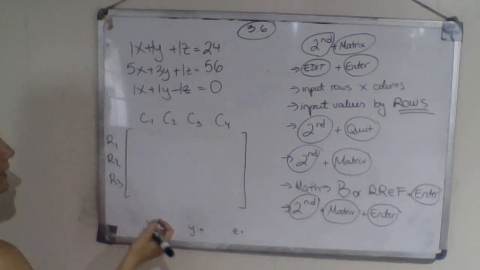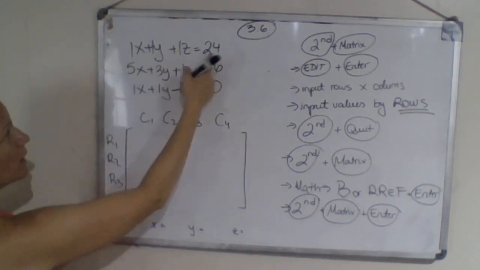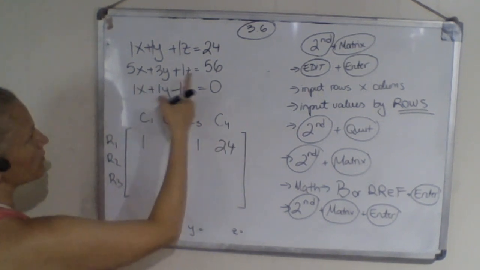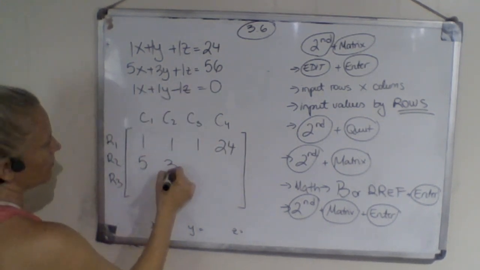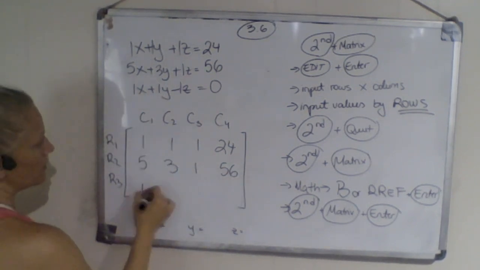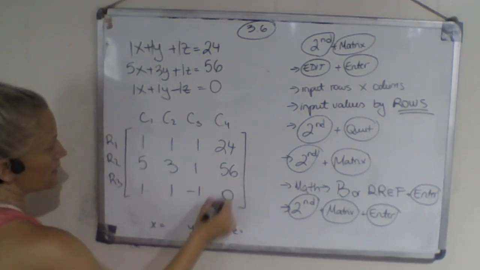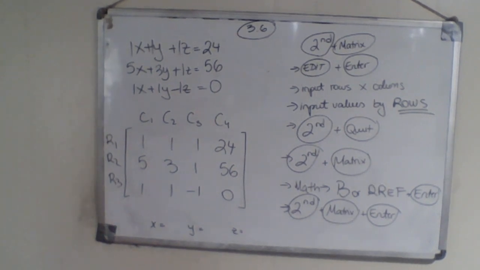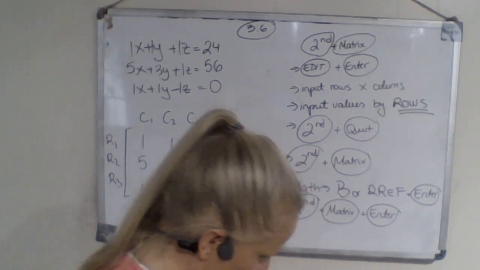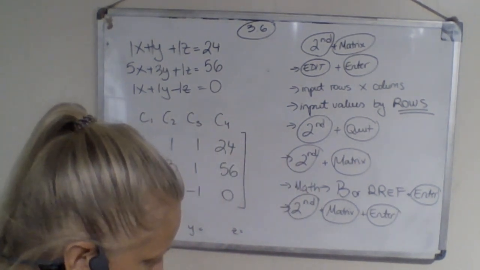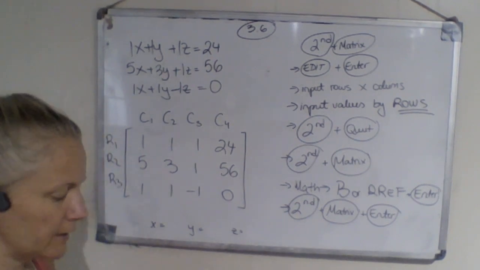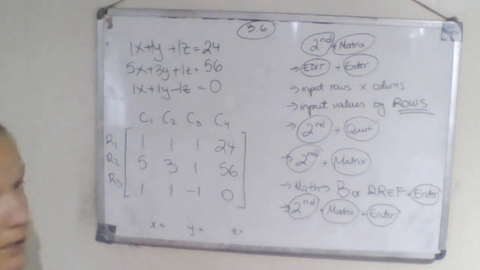Let's go ahead and do our matrix. 1, 1, 1, 24 for my first row. 5, 3, 1, 56. 1, 1, negative 1, 0 are my last row. We're going to go ahead and plug it in here and see if we get the right answers or not. The book will tell us. Second matrix, all over to edit. You can just do enter, enter, because it's a 3x4. It's always going to be a 3x4.